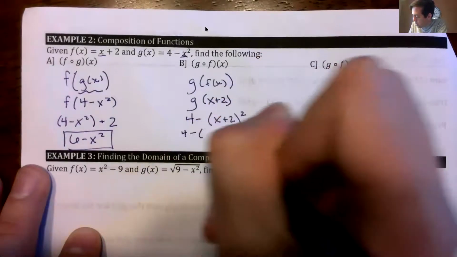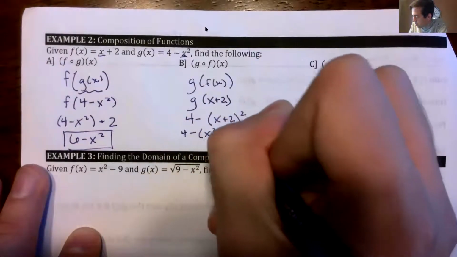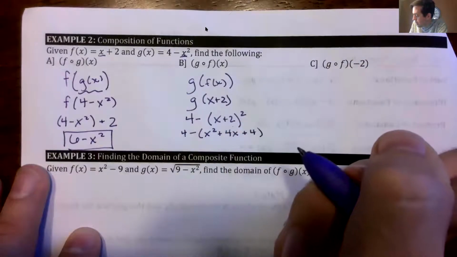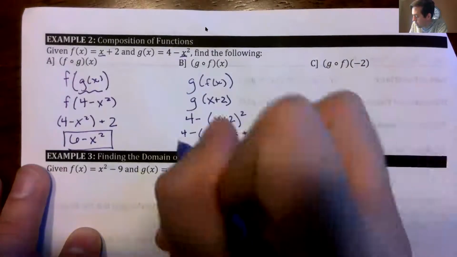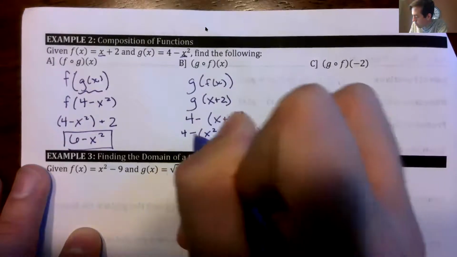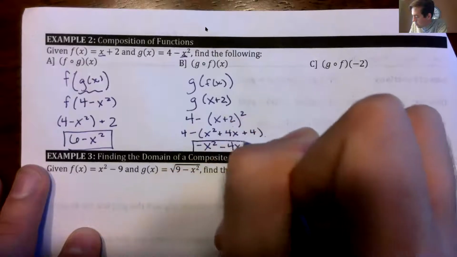So we're going to have 4 minus (x squared plus 4x plus 4) once we FOIL. And then I can distribute the negative and combine like terms. We end up with negative x squared minus 4x, and 4 minus 4 cancels out.